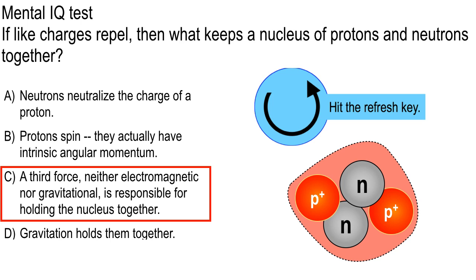This force is called the strong nuclear force. Of the four forces of nature, this is the strongest. Stronger than electromagnetic, way stronger than gravitational. And there's a second nuclear force called the weak nuclear force, which is related to electromagnetism.